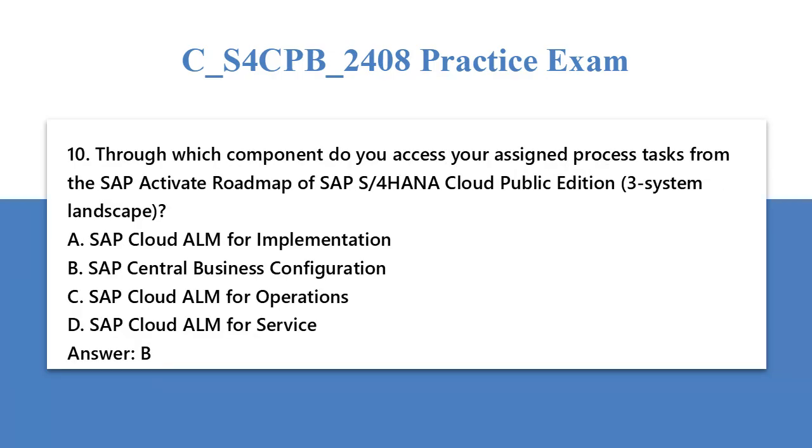10. Through which component do you access your assigned process tasks from the SAP Activate roadmap of SAP S/4HANA Cloud Public Edition 3 System Landscape? A. SAP Cloud for implementation. B. SAP Central Business Configuration. C. SAP Cloud for operations. D. SAP Cloud for service. Answer: B.